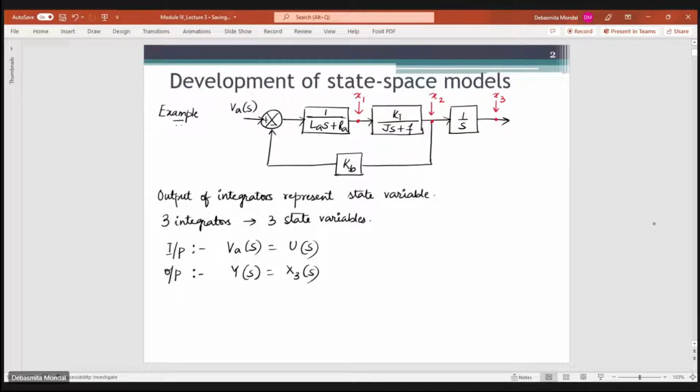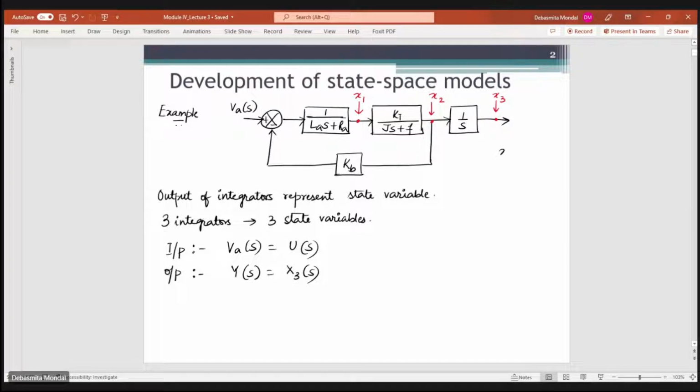Just remember that whenever we write x1, x2 and x3 in small letters, we are representing the state variables in the time domain, that is, they are functions of time. But in this block diagram, all the blocks are in the frequency domain, so you should not get confused that this is simply multiplying x1 with 1 by LAs plus RA. This is not going to help. You have to remember that small x1, small x2, small x3 are variables in the time domain, however these blocks are in the frequency domain.